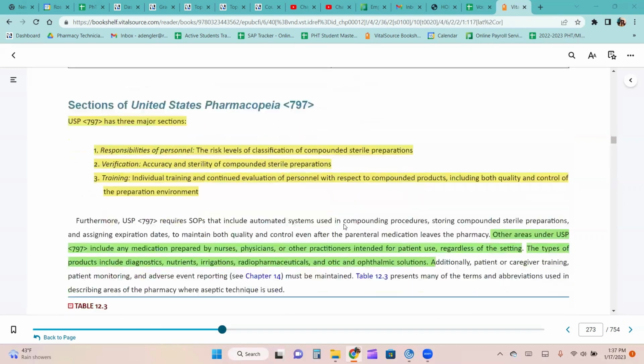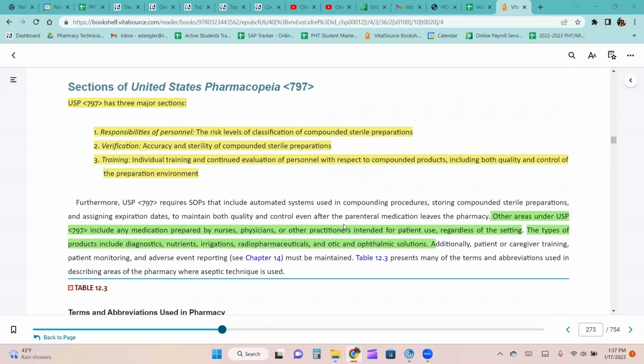The USP has three major sections. One, responsibilities of personnel, the risk levels of classification of compounded sterile products. Two, verification, accuracy, and sterility of compounded sterile preparations. Three, training, individual training, and continued evaluation of personnel with respect to compounded products, including both quality and control of the preparation environment.